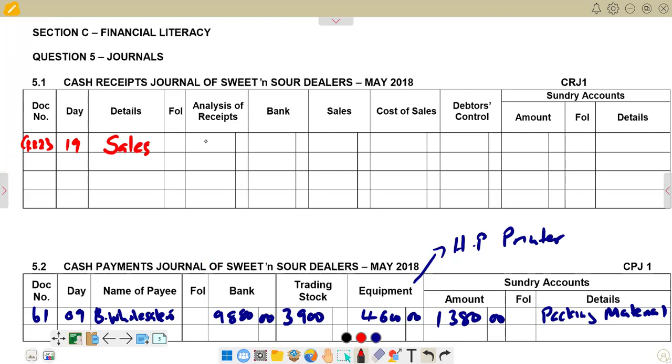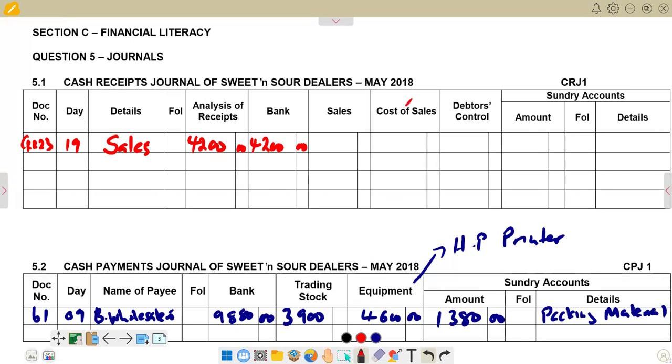Then we go to the analysis of receipts. This is the total amount of the sales, which is 4,200. Remember, the 4,200 is the same amount that we are going to put in the bank column, which is 4,200. Then we are also going to calculate the figure for cost of sales, because these are sales.